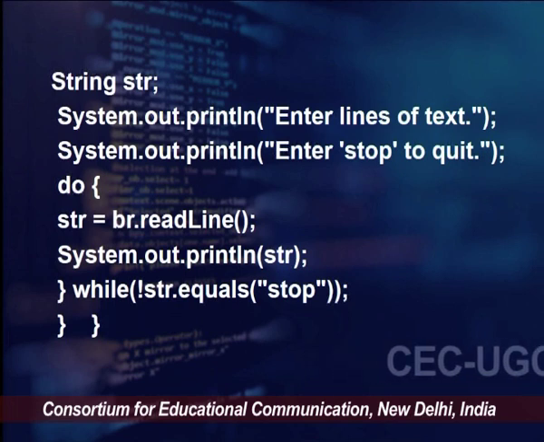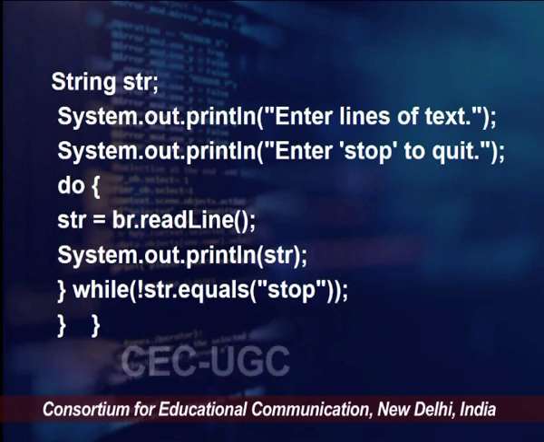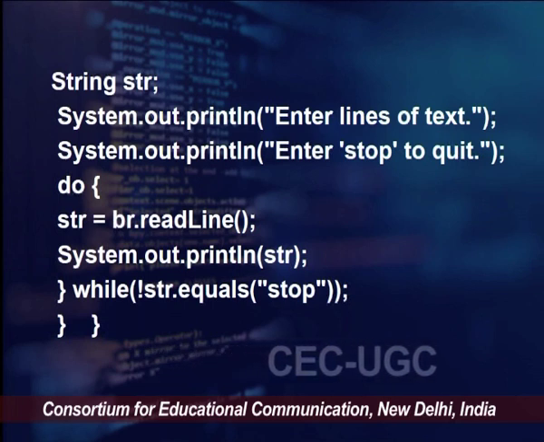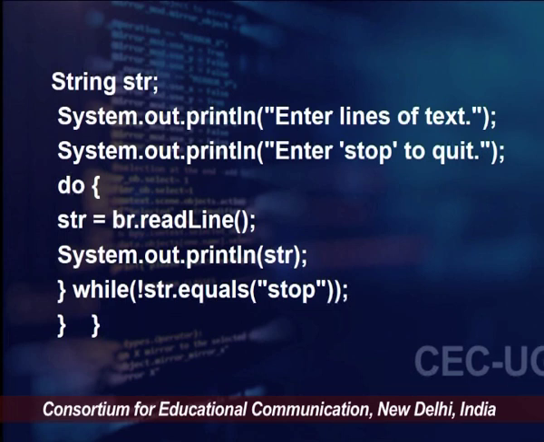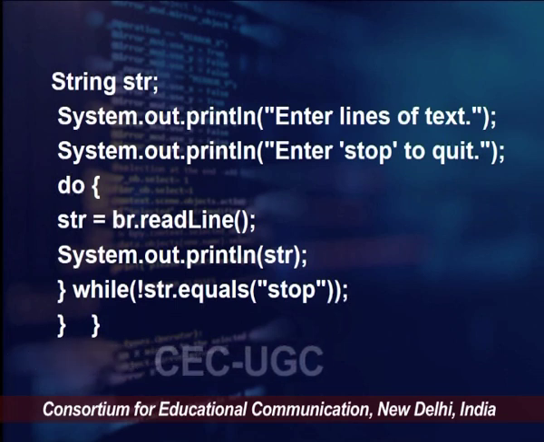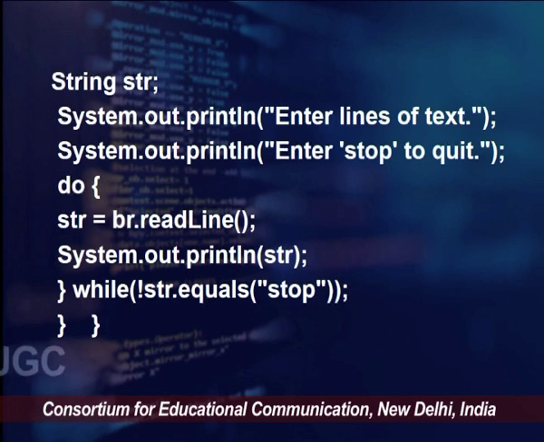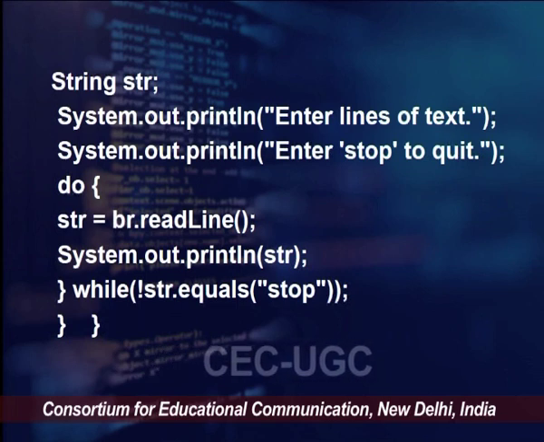So, unless you type the word stop, it will keep on taking strings from the user. It will take the string from the user with the help of br.readline. It will be stored in the variable str, which is of type string, and then it is going to print System.out.println(str) while str is not equal to stop, which is written as the symbol of not, str.equals("stop").